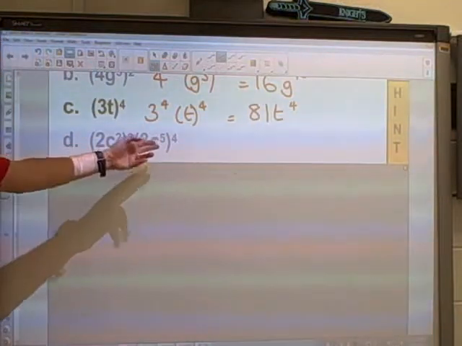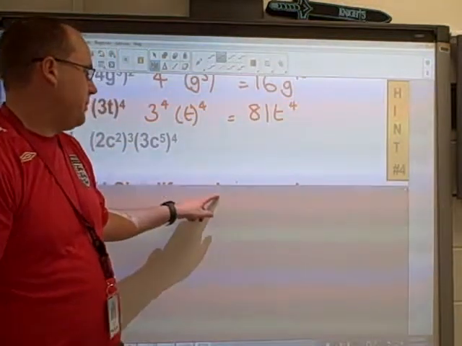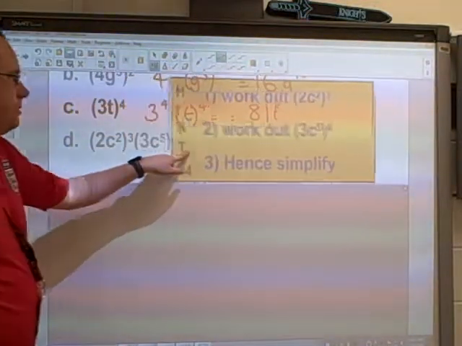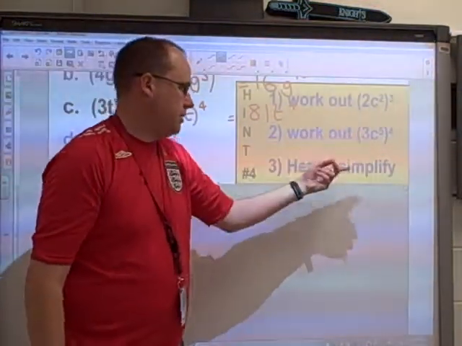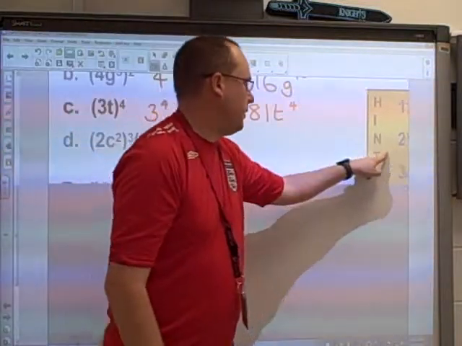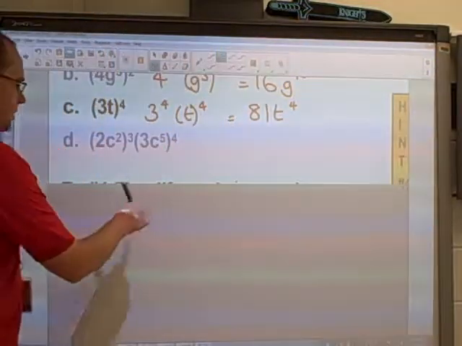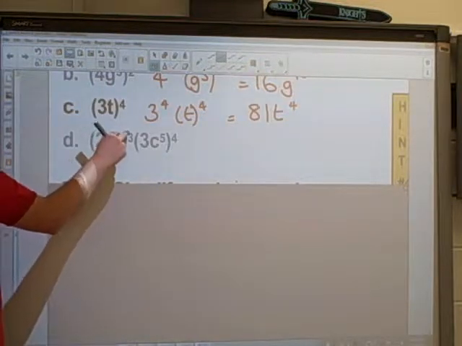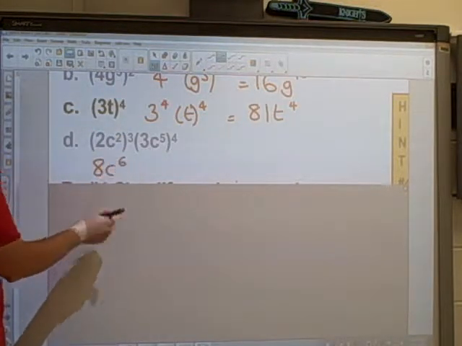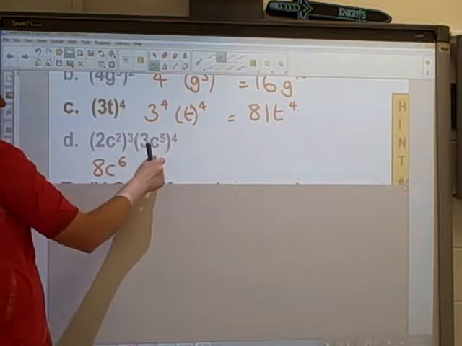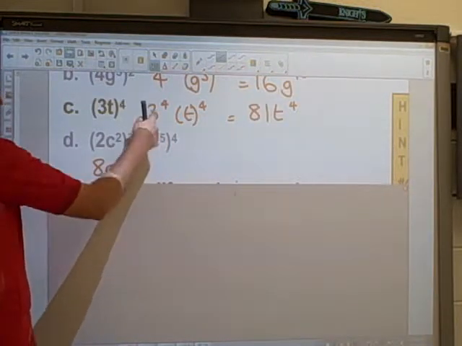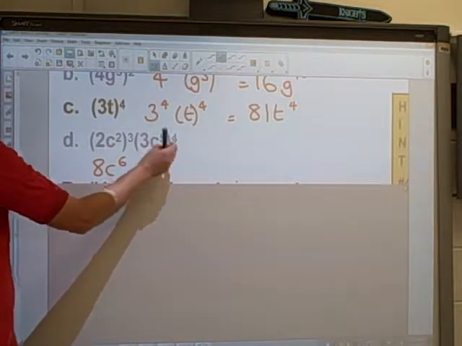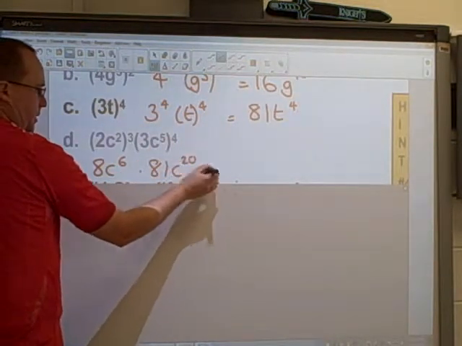If we get a horrible question like this, and I think this might be the one where I have my hint, then we could work out the first part of the question, work out the second part of the question, and then we can go ahead and simplify. So let's try and do that. So 2 cubed is 8. C squared cubed, multiply them together, power to a power, power of 6. Do the same for this one. 3 to the power of 4, we just had that a second ago, so I'm going to steal that one there. Power to a power, multiply these together, so 5 times 4 is 20.